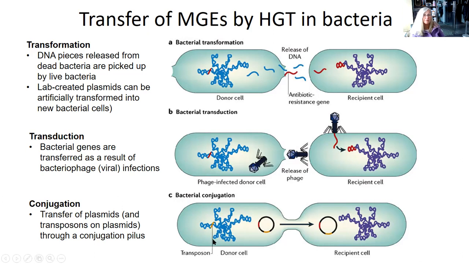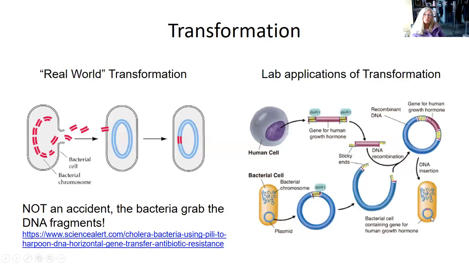And I just want to point out that transposons can be transmitted pretty much by all three of these methods. So if a transposon is in a bacterial chromosome, it could be transmitted by transformation, it could be transmitted by transduction, it could also be transmitted by conjugation. All right, so let's start with transformation.